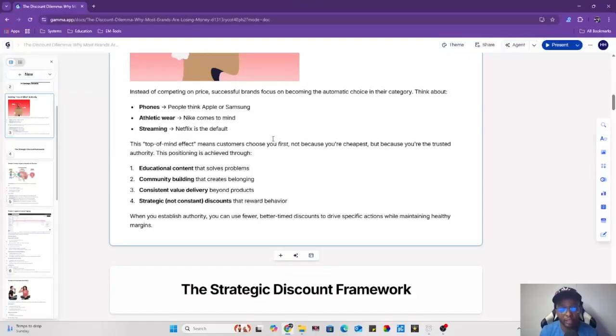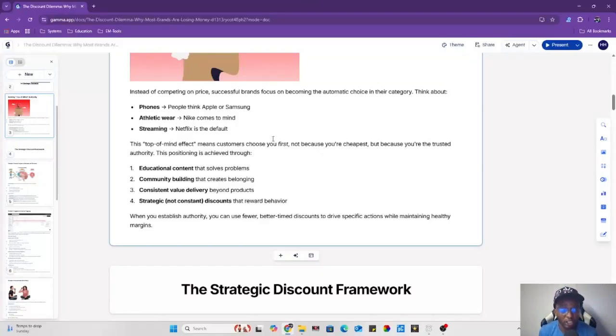Number two, community building. They create belonging. When you create a community where people share the same higher ideals, goals, and desires, it creates a sense of belonging. For example, I'm wearing this Nike shirt, so I feel like I belong to the athletic community. Number three, consistent value delivery beyond product. When you're constantly providing value for people beyond just your product, people will love you, respect you, and see you as the authority in that category.